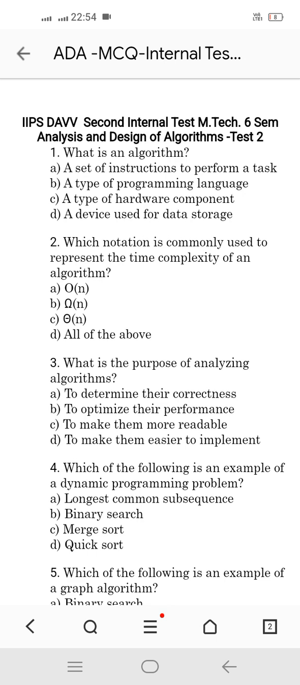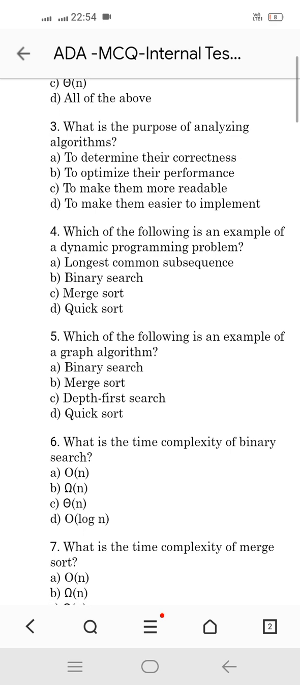Fourth, which of the following is an example of a dynamic programming problem? Option A, longest common subsequence. Fifth, which of the following is an example of a graph algorithm? Option C, depth first search. Sixth, what is the time complexity of binary search? Option D, order of log n.